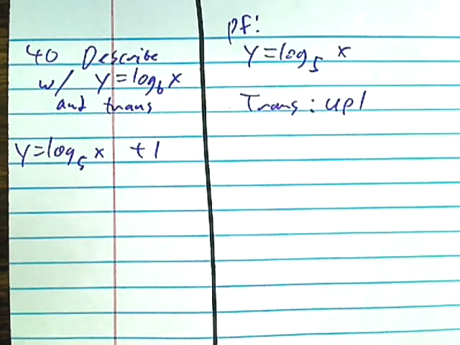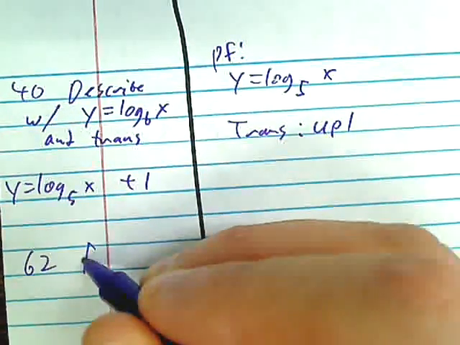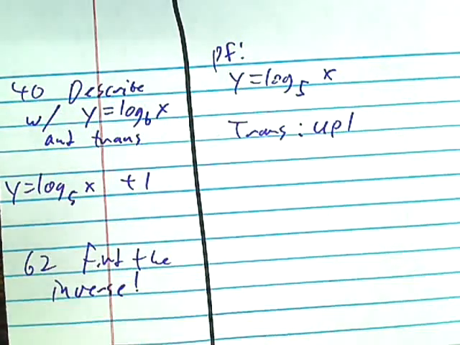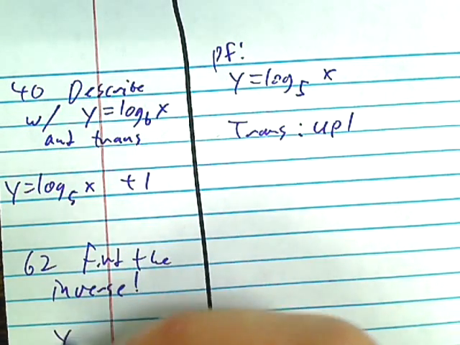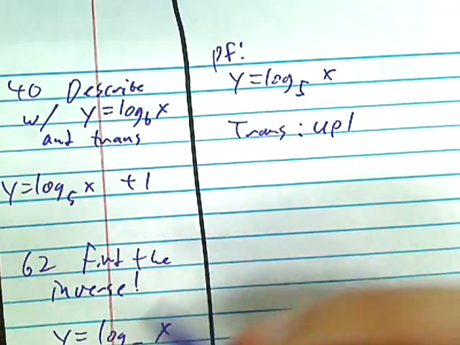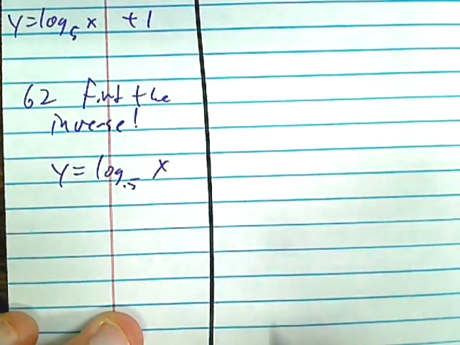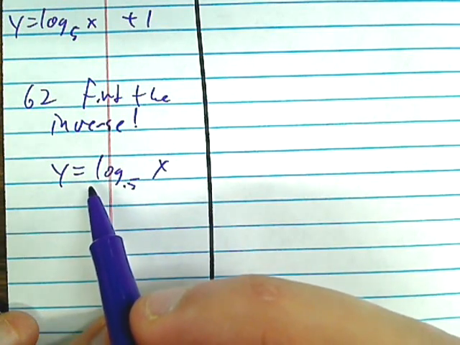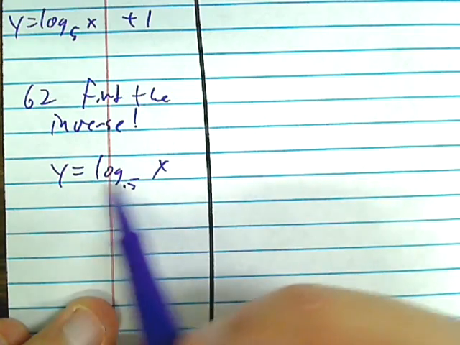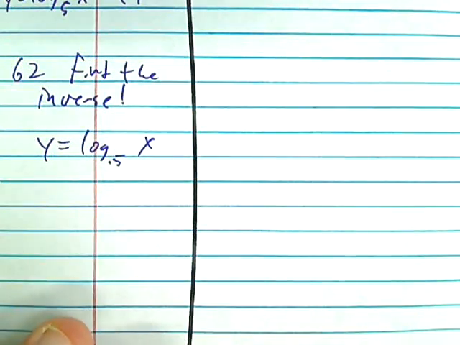All right, let's try number 62. Find the inverse. The problem is y equals log base 0.5 of x. Now, the inverse of an exponential is a logarithm, so the inverse of a logarithm is going to be an exponential. So just put that in exponential form once you switch the x and the y. Go ahead and try it. It's like the very first problems we did.